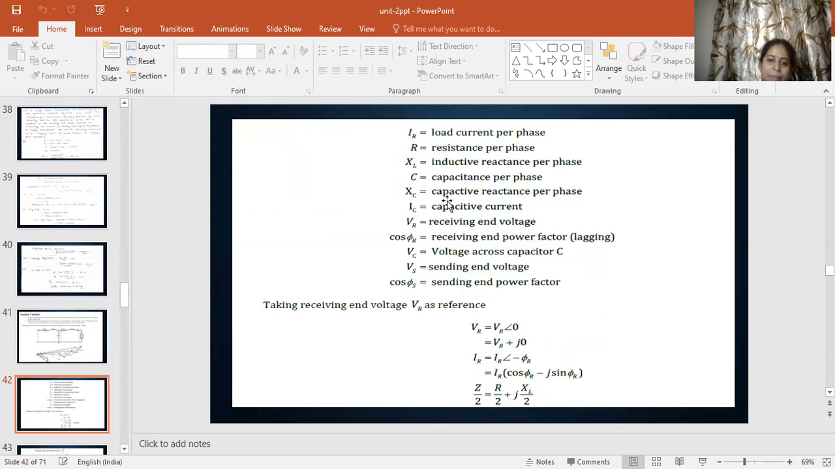Here the same, the parameters are: IR is nothing but the load current, and R is the resistance, and XL is the inductive reactance, C is the capacitance, and XC the capacitive reactance, and IC is nothing but the capacitive current. VR is the receiving end voltage, and cos phi R is the receiving end power factor, and Vc is nothing but the voltage across the capacitor, and Vs is the sending end voltage, and cos phi s is the sending end power factor. These are the parameters, you can write all these parameters here.